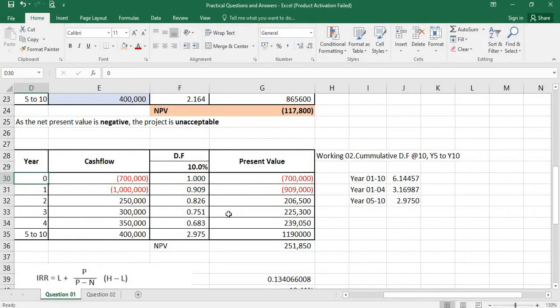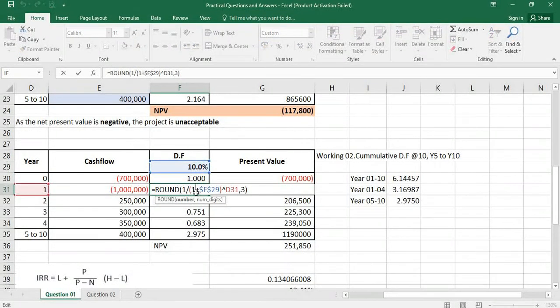Year 0 you have 700,000, right? Year 1 1,000,000, year 2 250,000, year 3 300,000, year 4 350,000, year 5 to 10 400,000. These are the cash flows, right? The same way you can find the discounting factor at the rate of 10%, right? At year 0, you have the value of 1. Year 1, you get this value, right? I have rounded up to 3 digits, right?